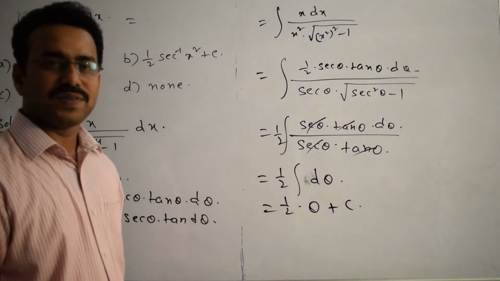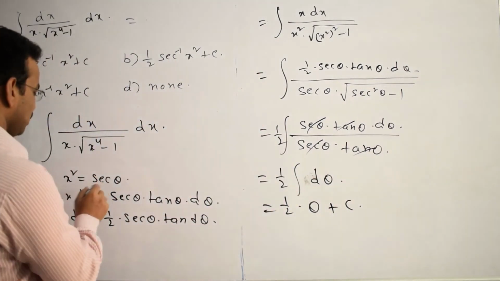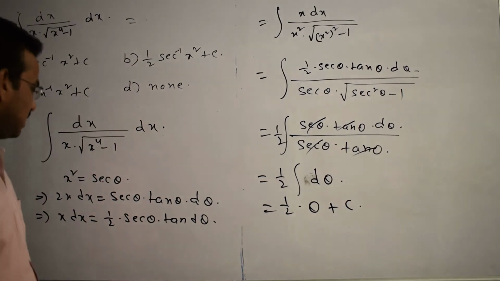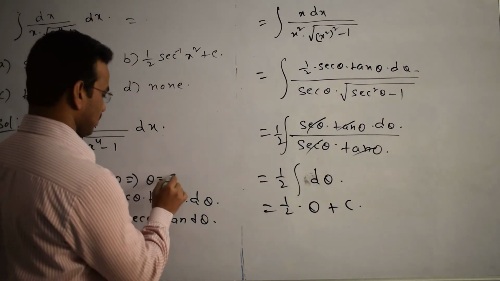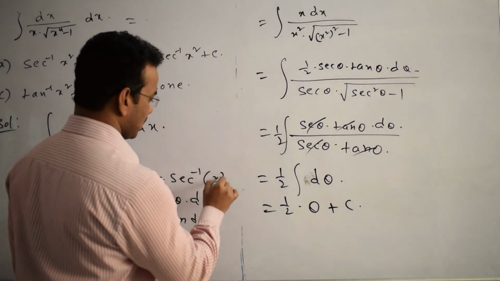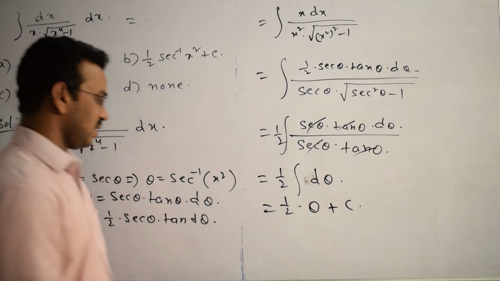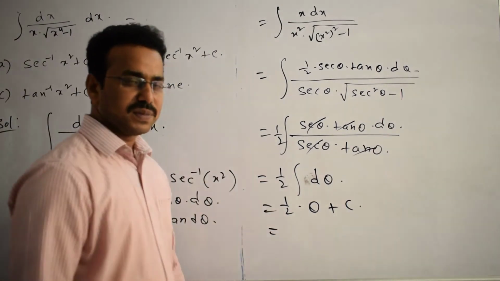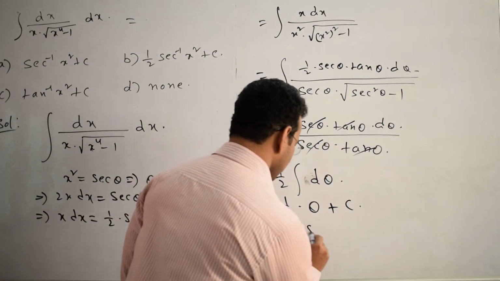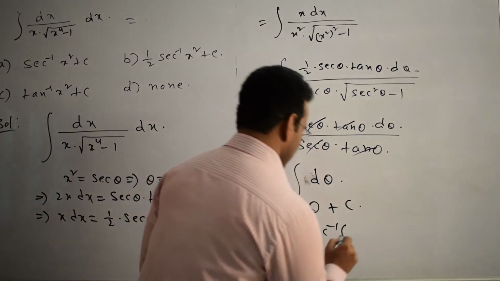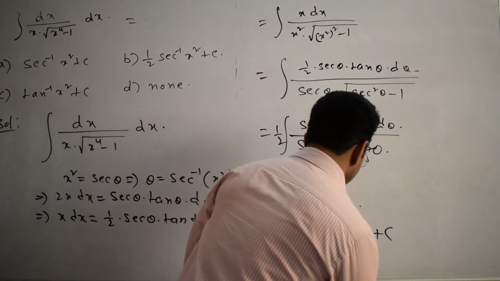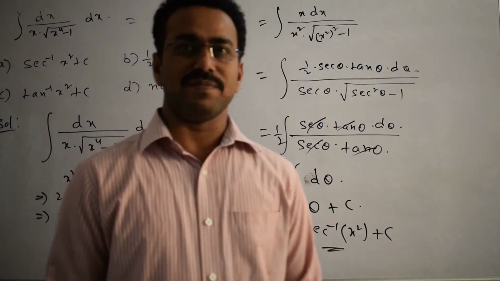Now what is the value of theta? Here we assumed x square equals secant theta. So this implies theta equals secant inverse of x square. So this is the theta value. Now let me substitute: half into secant inverse of x square plus c. This is the final conclusion.